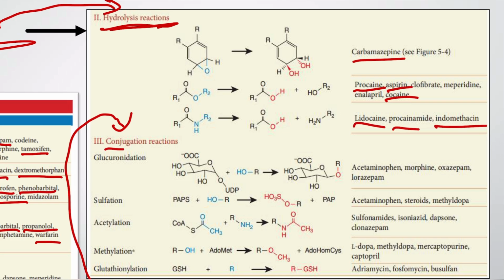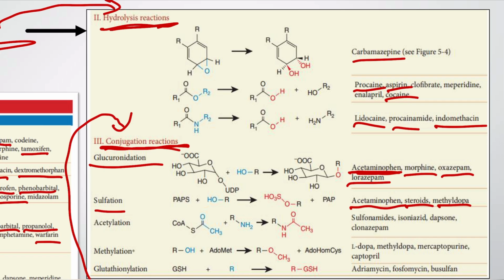Next, coming to the phase 2 reactions, these are basically the conjugation reactions. That is glucuronidation. Glucuronidation is done in the case of acetaminophen. This is very important, that is paracetamol, so we need to remember this. Then we have morphine, oxazepam, lorazepam. Then we have sulfation in the case of methyldopa, steroids, and also acetaminophen. But majorly acetaminophen undergoes glucuronidation as the phase 2 reaction.